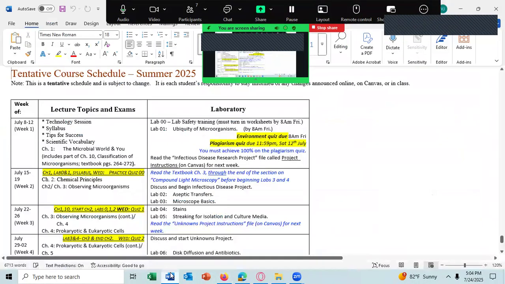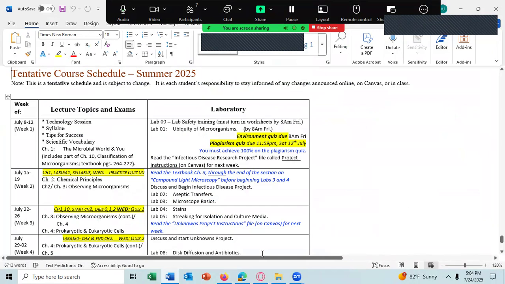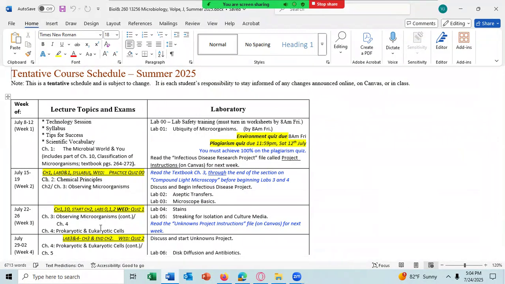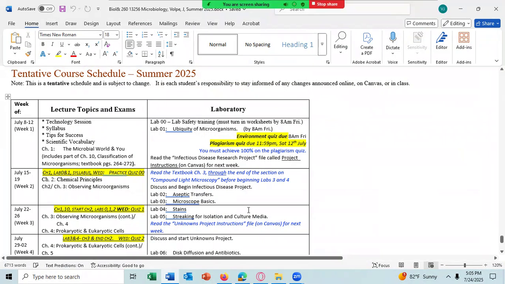Not much to see, but today is July 24th, and we should be on chapter 4. For the lab today, we'll cover lab 5, streaking for colony isolation, and we'll talk about culture media. Any questions about what we're going to do today?